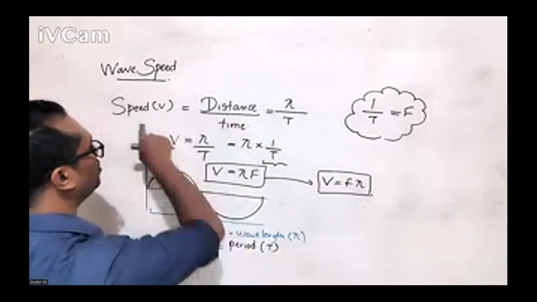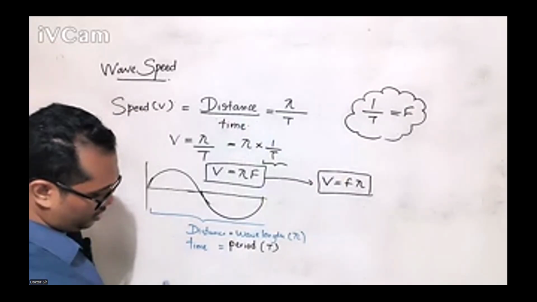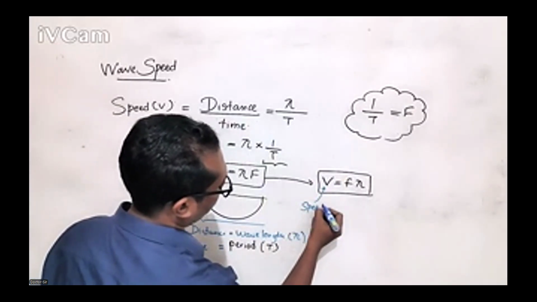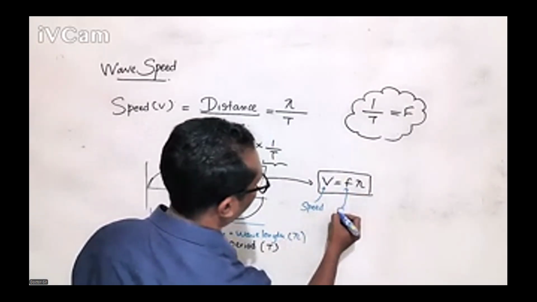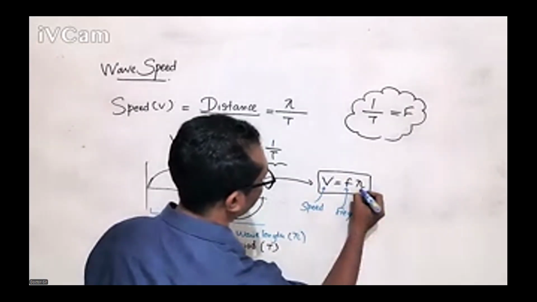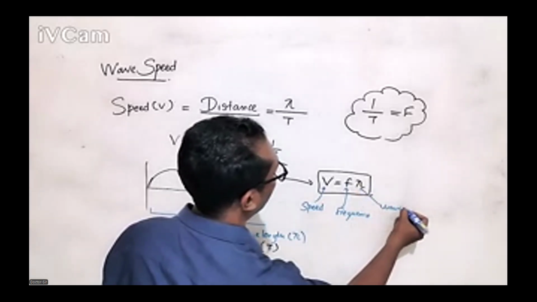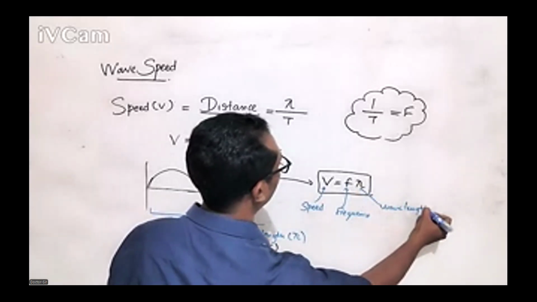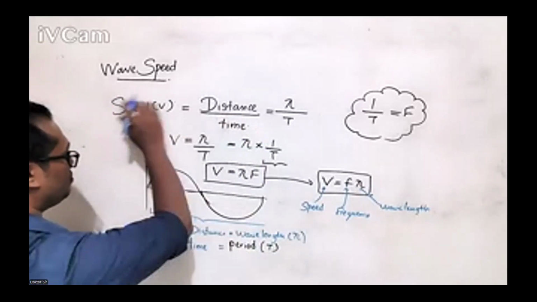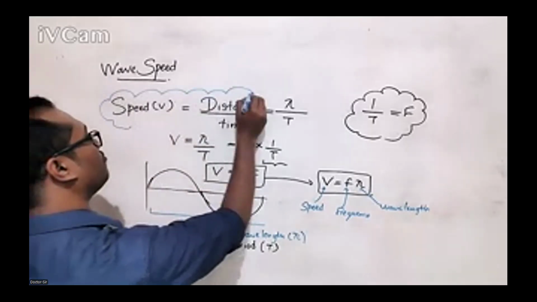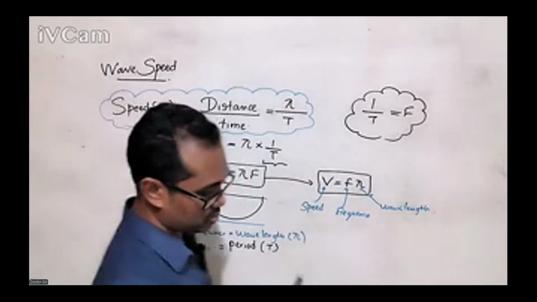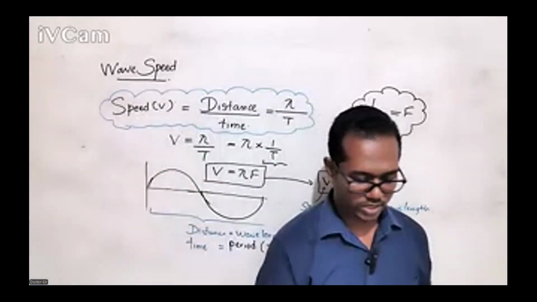So V is the speed of the wave. F is frequency. Lambda is wavelength. Now we are able to build a formula for the wave speed. So these are the things we can write down there.